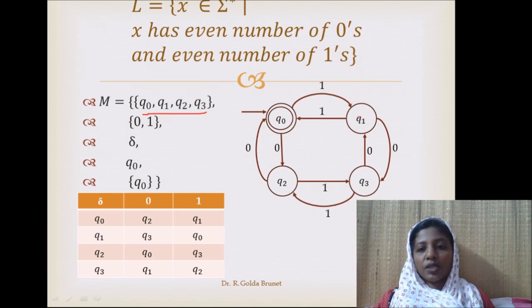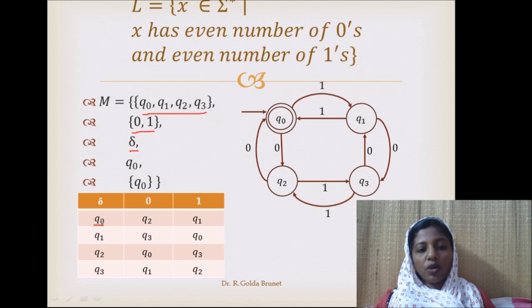We have 4 states: Q0, Q1, Q2 and Q3. And we have the sigma, the set of symbols, which is 0 and 1. Delta, the transition functions. Transition functions we can represent using the table.